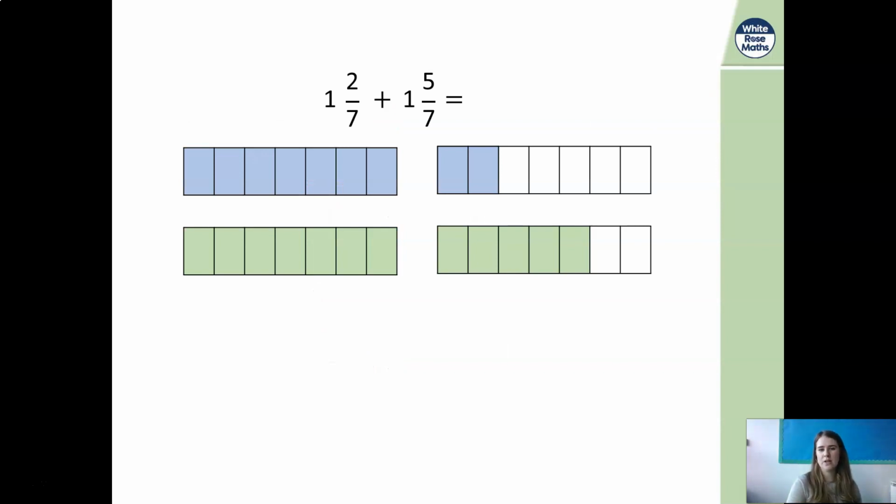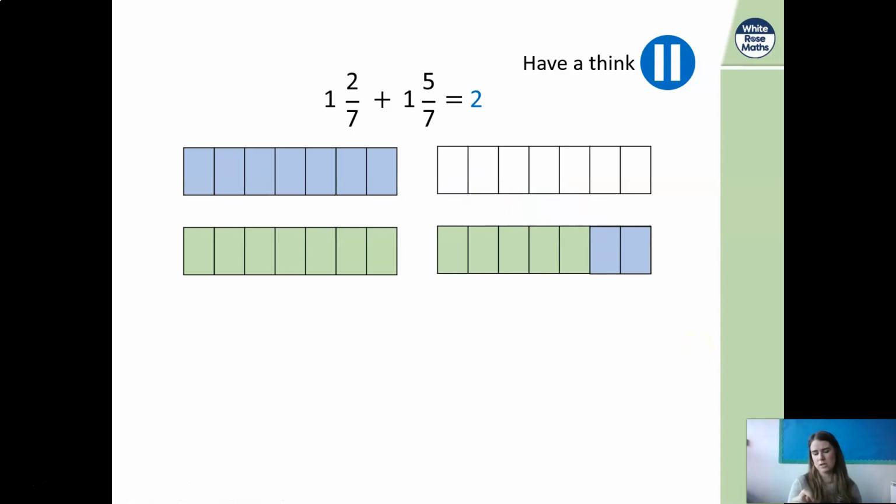So let's have a look at this one here. Okay, this is where it gets slightly trickier. Okay, so here we've got 1 whole and 2 sevenths, and here we've got 1 whole and 5 sevenths. So if we add our whole numbers together, okay, we've got 2. Okay, so we'll write 2. But then we've got 2 and 5 added together. Now 2 and 5 added together gives us 7.